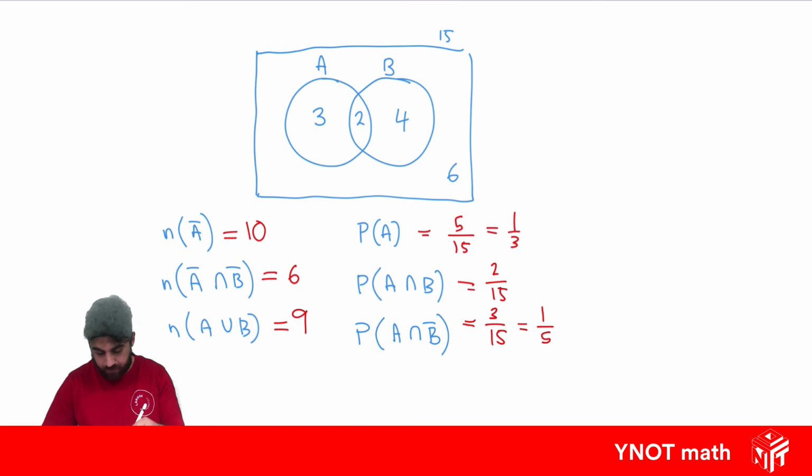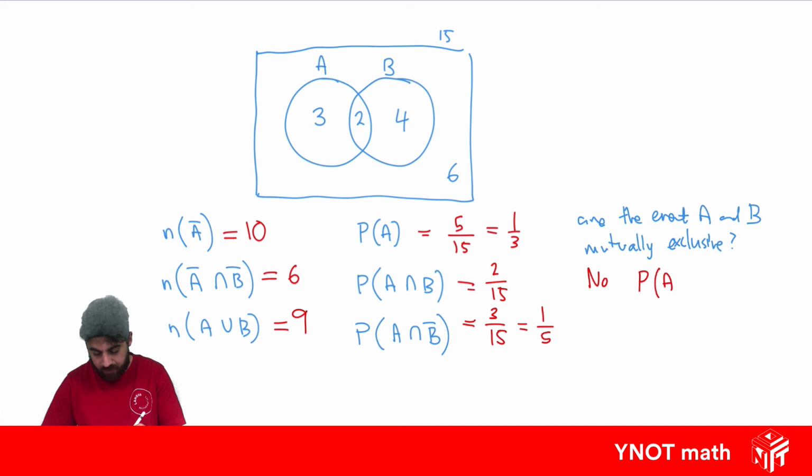And finally, we get: are the events A and B mutually exclusive? And we can say, no, they're not, because the probability of A intersection B is not equal to 0. So as long as there's something here, they're not mutually exclusive.